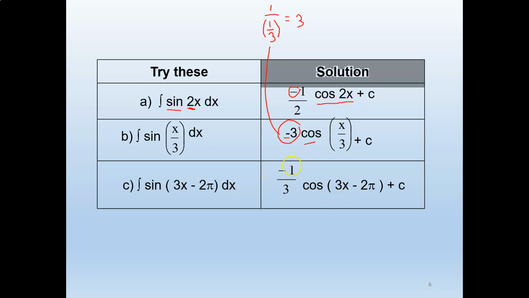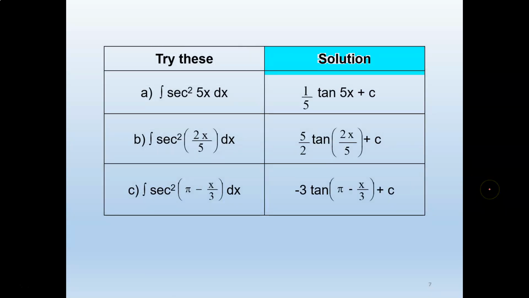And why is it 1 over 3? It's because of the constant ataupun pekali dekat sini. Dia akan jadi 1 over. Okay, 1 over 3. Okay, next.